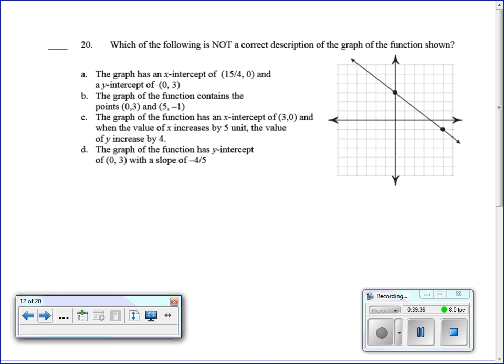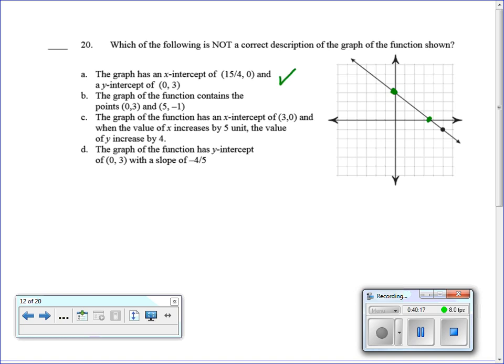Looking at 20, it says which of the following is not a correct description of the graph of the function shown. We want to look at the key features. So this graph has an x-intercept at 15/4 and 0. Well, 15/4 would be just before the value of 4, because we know that 16 divided by 4 is 4. So it does appear that it has an x-intercept at about 15 over 4 and 0. This has a y-intercept of 0, 3. And we look and we see that this does have a y-intercept of 0, 3. So this is a correct description.